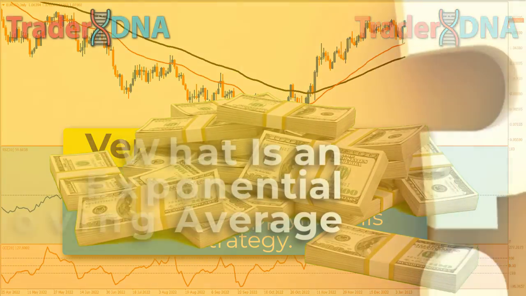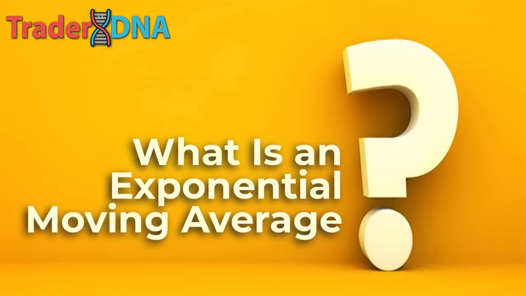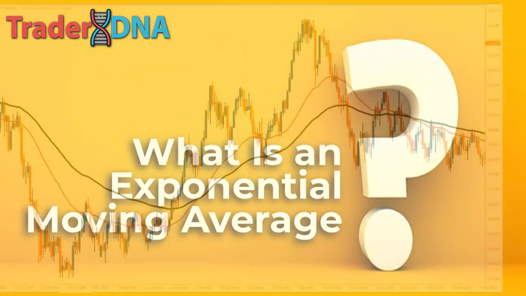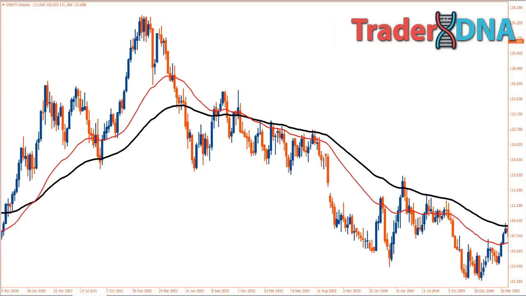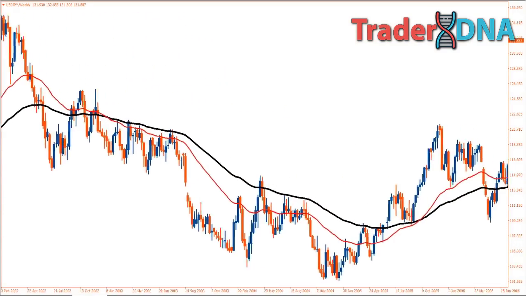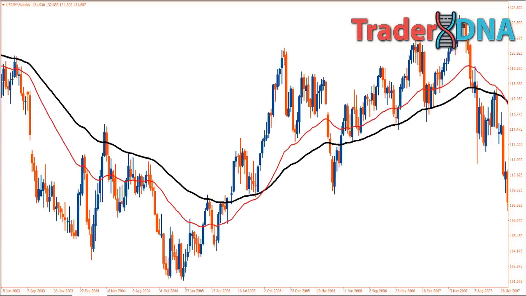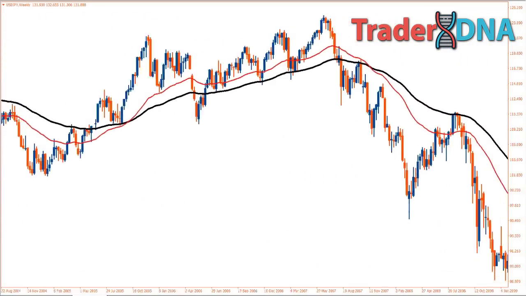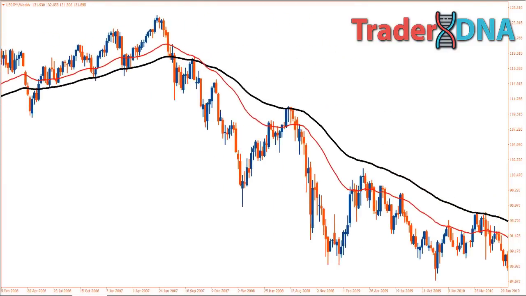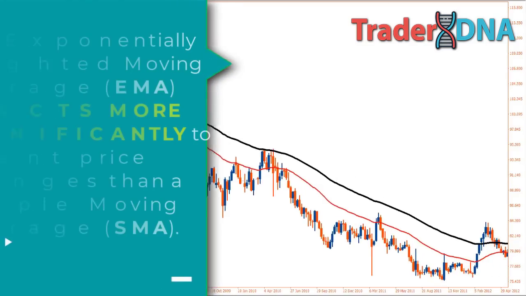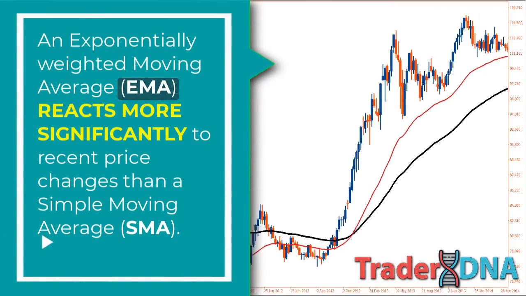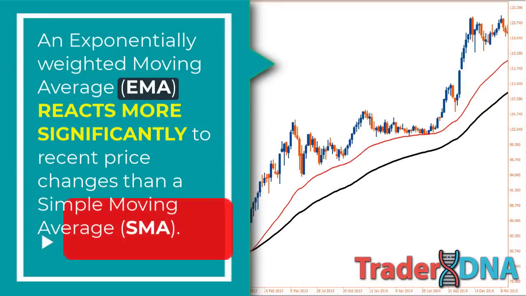So, what is an exponential moving average, or EMA? An exponential moving average is a type of moving average that places a greater weight and significance on the most recent data points. The exponential moving average is also referred to as the exponentially weighted moving average. It reacts more significantly to recent price changes than a simple moving average, or SMA, which applies an equal weight to all observations in the period.